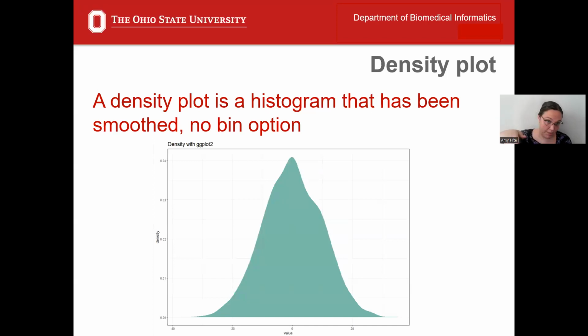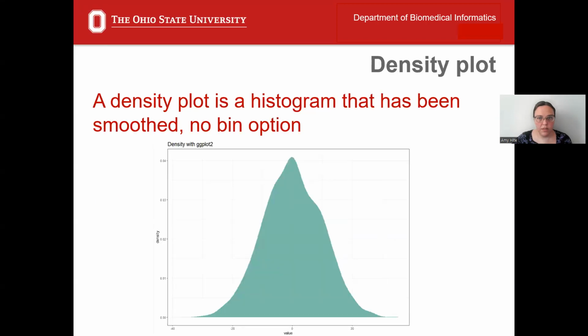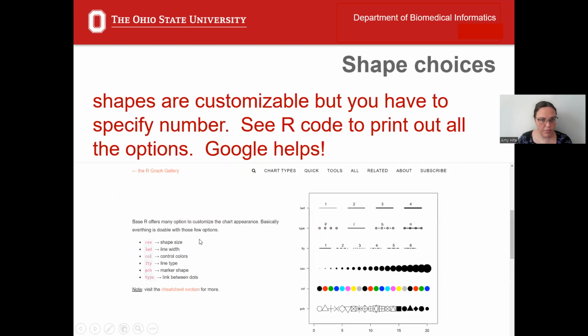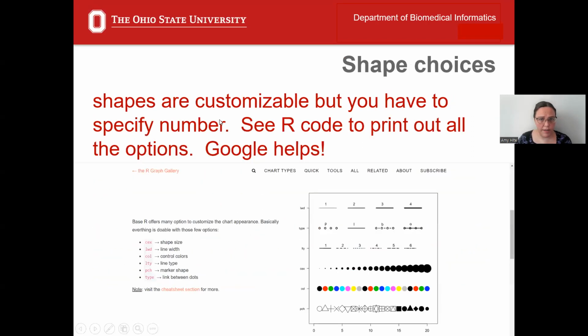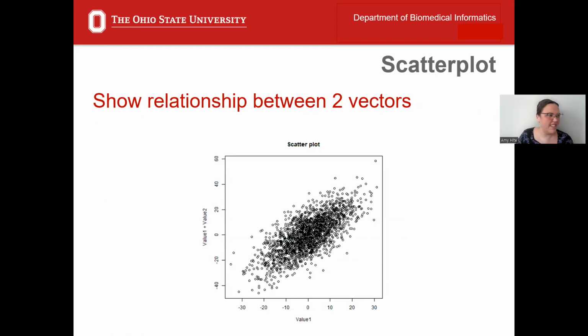So it looks smooth. Okay, so density plot, I think it's just density for base level R. And then for ggplot, it's geom_density, probably. Yeah, it's right here. Okay. Density. You can control the color just like a histogram.